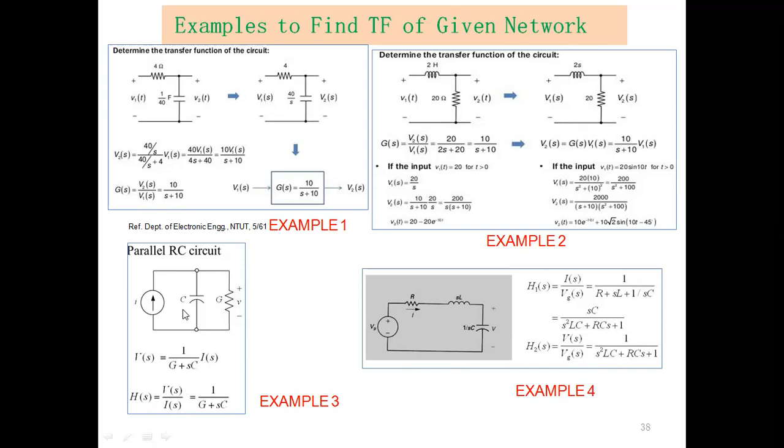If you have only an RC circuit, how can we calculate the voltage? If we are calculating the impedance, you can calculate 1 by SC plus G. But if we are calculating the value of voltage, V by I, you will get 1 upon G plus SC. G is the value given here. So if you are calculating H of S, that will be V of S upon I of S. So it becomes 1 upon G plus S. Like this, you can solve these equations.